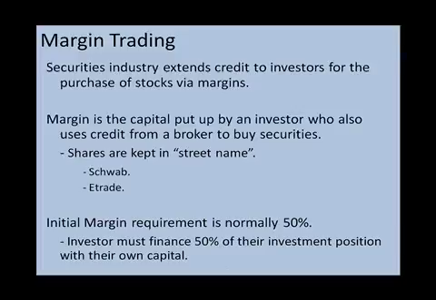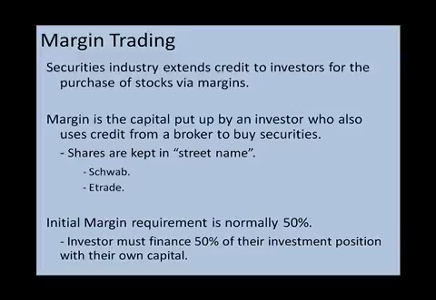So if my account is through Schwab or E-Trade, and I choose to borrow money or securities from Schwab or E-Trade, then when the trades are made in my account, the shares will be held in the name of Schwab or E-Trade rather than my name. Initially, the margin requirement is normally 50%. In other words, investors have to put in 50% of their investment position with their own capital. So if we want to take a $10,000 position in a stock, we must invest at least $5,000 of our own capital.